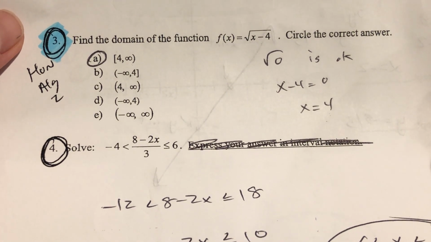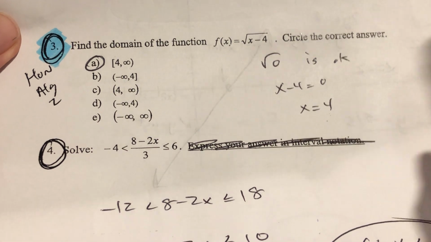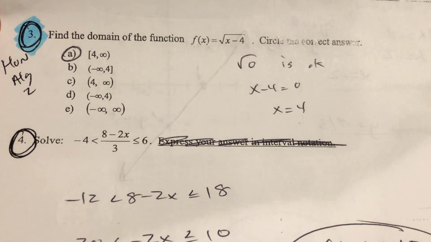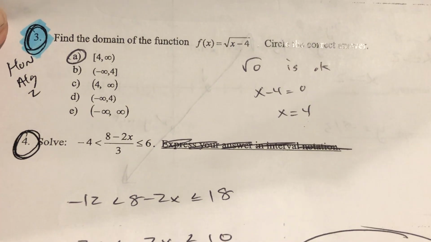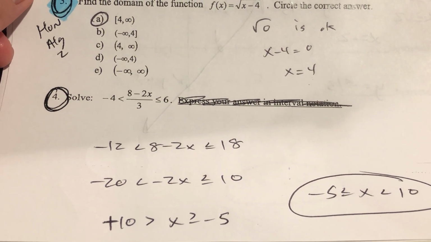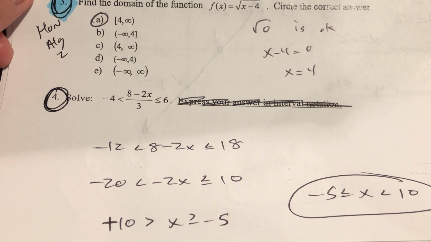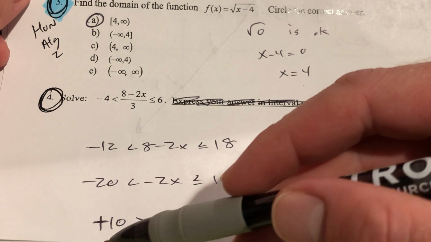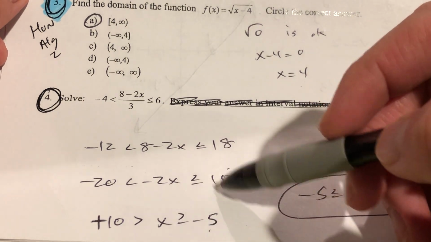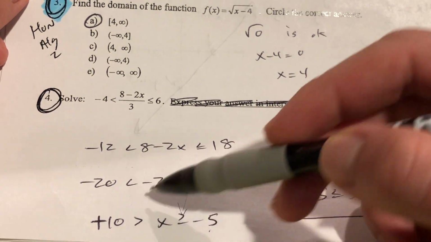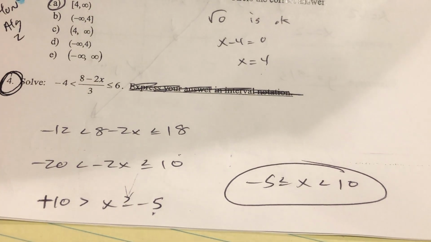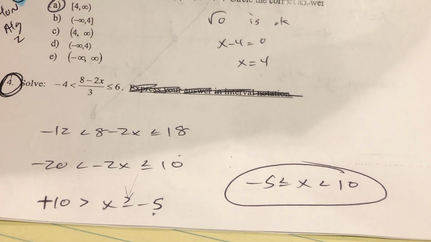All right, so on 4, multiply all sides by 3. Multiply by 3, by 3, by 3. Negative 12 is less than 8 minus 2x, which is less than or equal to 18. Subtract 8 from all the sides. Then divide by a negative 2. When you divide by a negative 2, that's a positive 10. It's a negative 5, and the signs flip. So negative 5, less than or equal to x, which is less than 10. You don't have to use interval notation there.